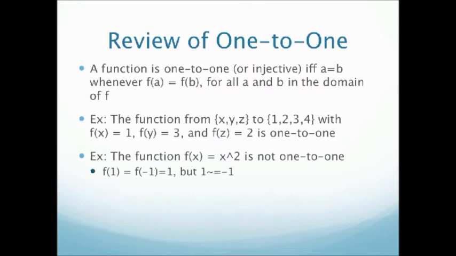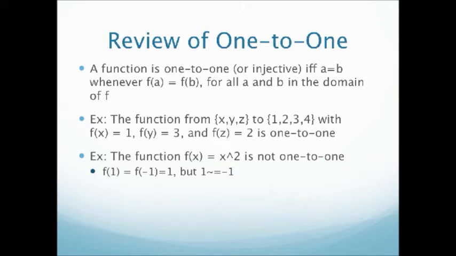First, in order to understand invertible functions, we have to review one-to-one. A function is one-to-one if a equals b whenever f of a equals f of b for all a and b in the domain of f. That is, for every element in the domain, it maps uniquely to one element in the codomain.